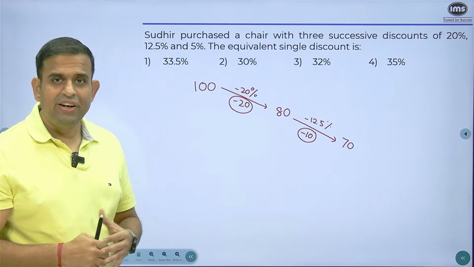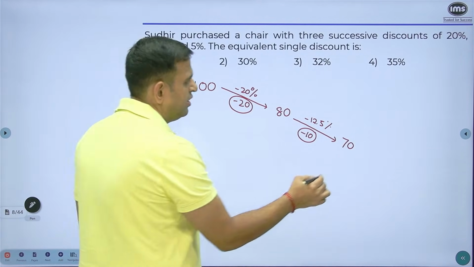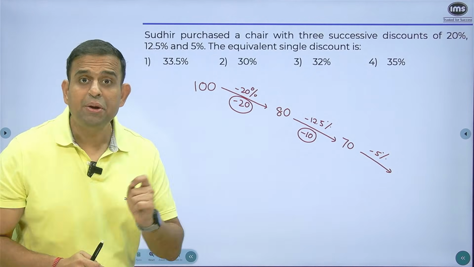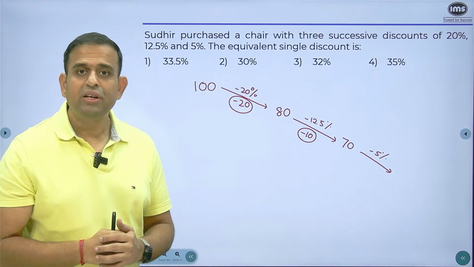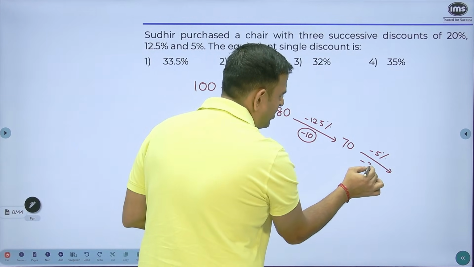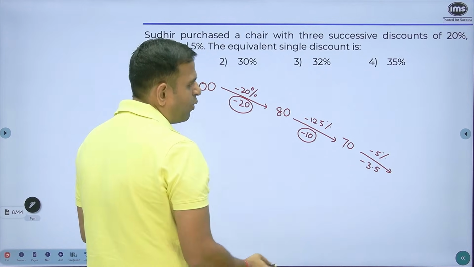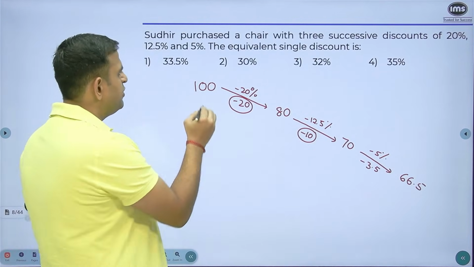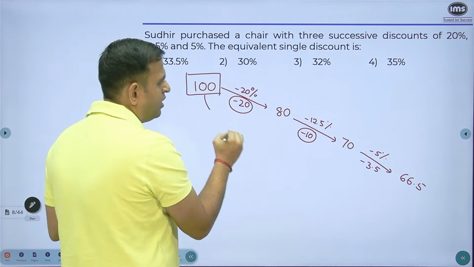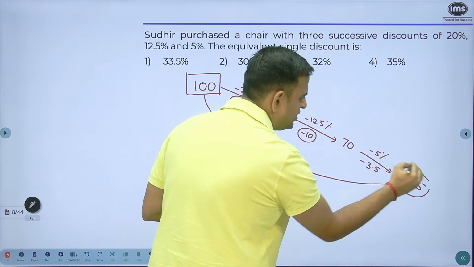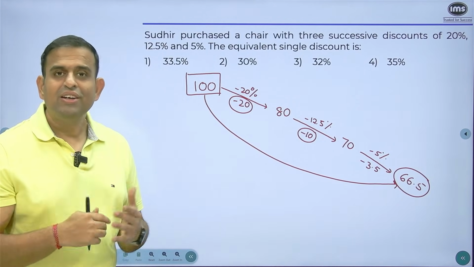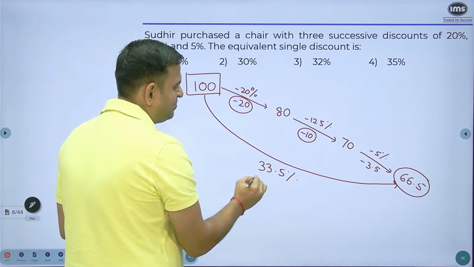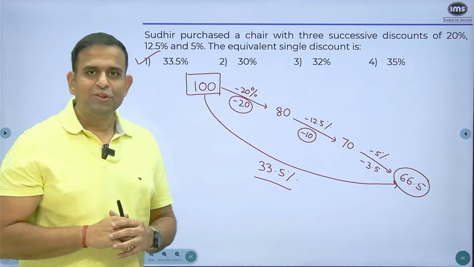And then on the number 70, we are going to give a discount of 5%. Understand, for the number 70, 10% would mean 7, 5% would mean 3.5. So if I give a discount of 3.5, this will fall down to the number 66.5. If you look at it now, effectively, something which was priced at rupees 100 comes all the way down to 66.5, and that simply means an effective discount of 33.5%. Hence, option number 1 is the answer for this question.